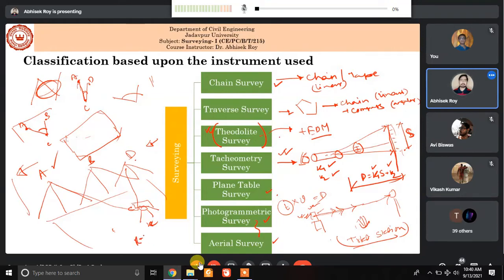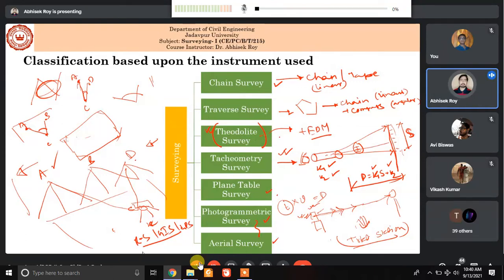Then there is remote sensing and GIS based surveying or GPS based surveying. Here with the help of GIS and remote sensing, you can access the data remotely and you can do the surveying. So these are the advancements of surveying.